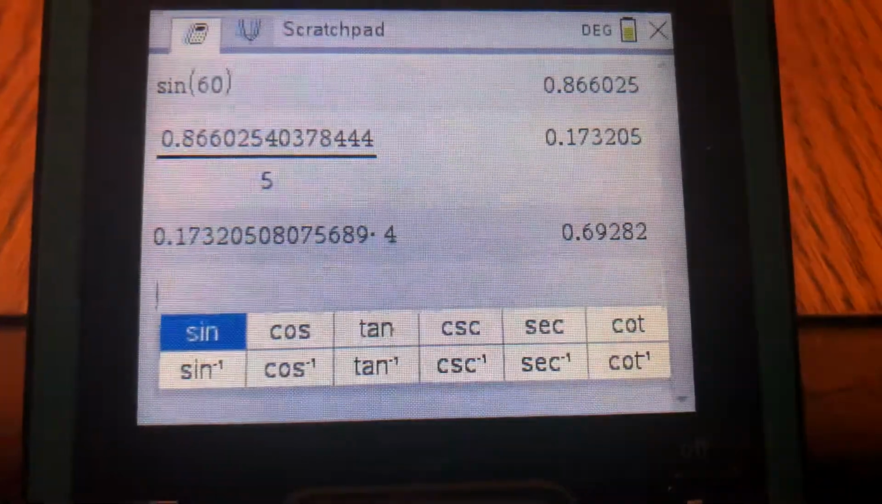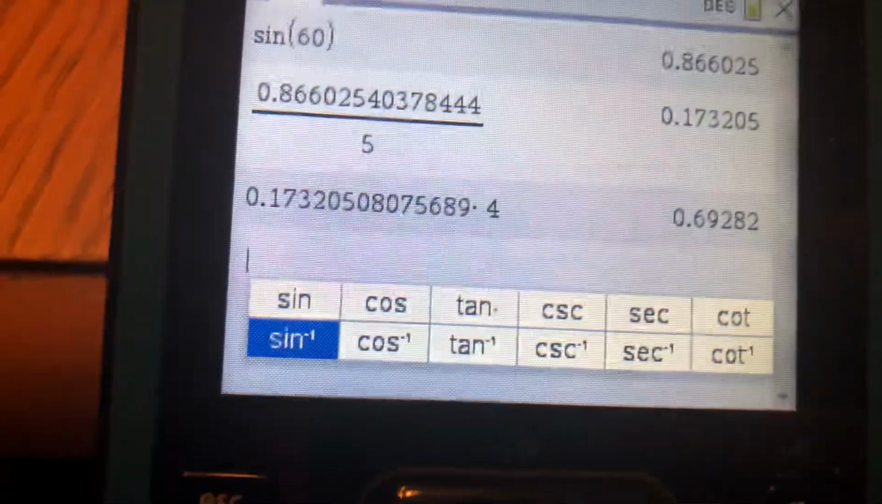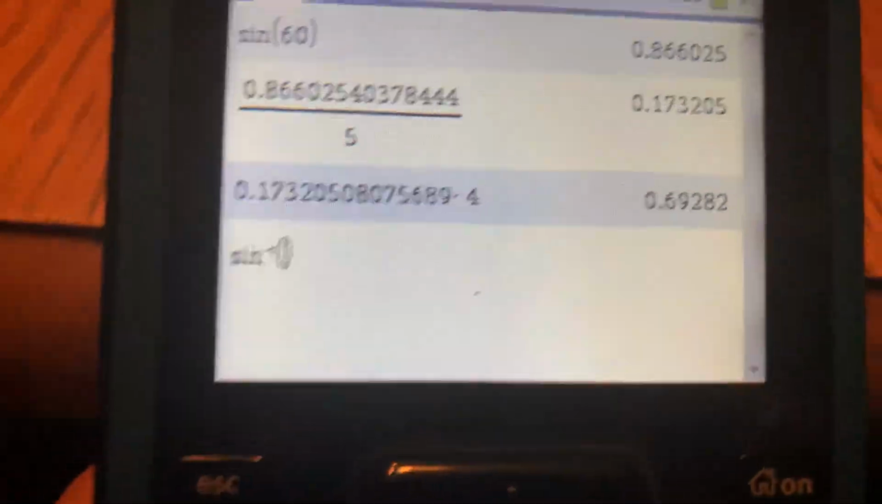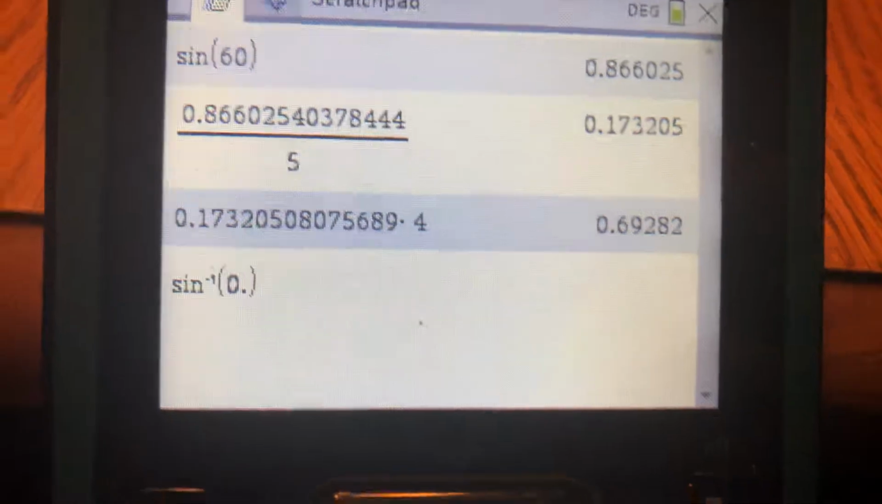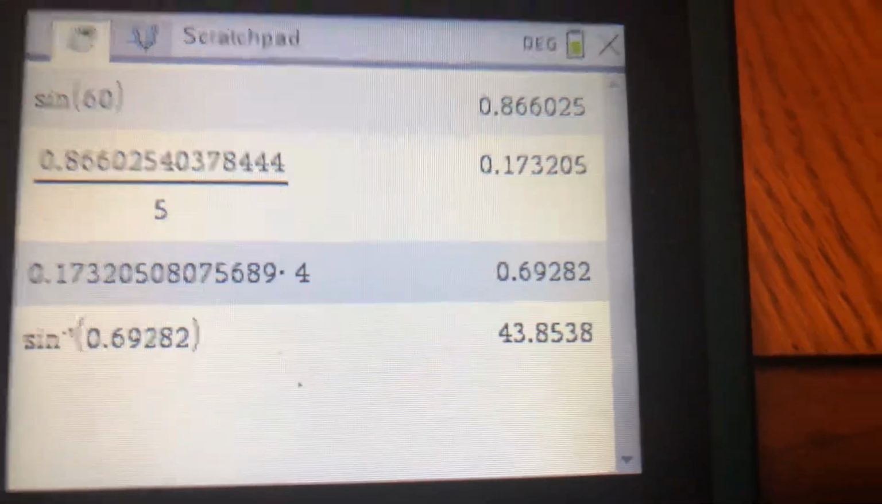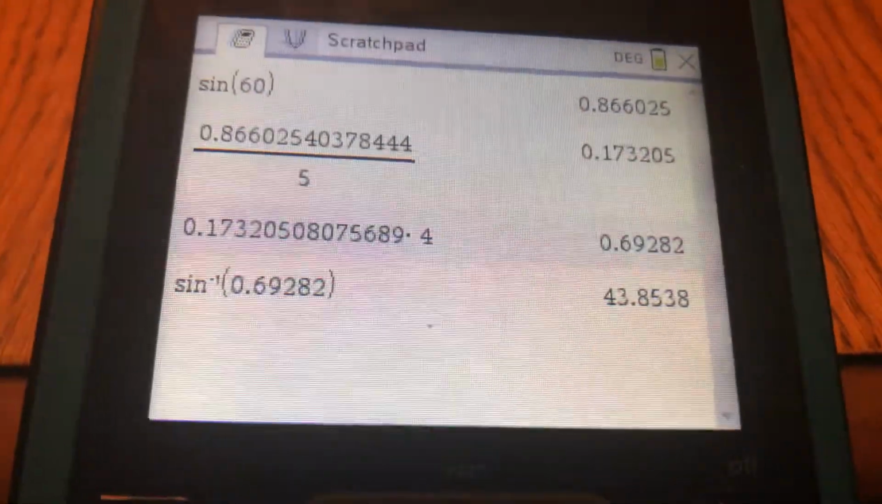We get this. Then let's take the arc sine or inverse sine, whichever way you want to pronounce it, each are very respectable, we'll say. 0.69282. And we will control enter that. And we see our angle is going to be 43.8538 degrees. Now, that is this angle. So, we're going to just round to the nearest tenth. So, 43.9. That's supposed to be a 9, sorry.